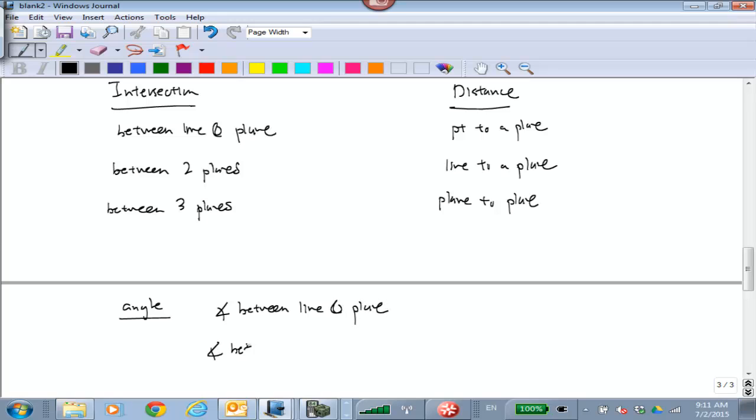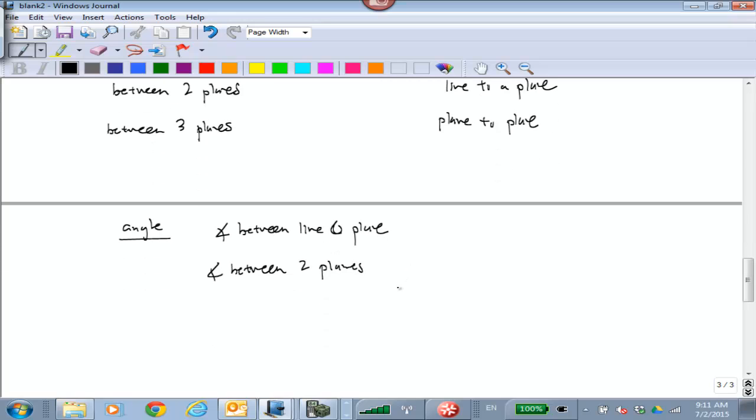Angle between two planes. Agree? Okay, how to find? Okay, next, there's a question talking about the foot of perpendicular. Just now I talked about the foot of perpendicular from a point to a line already, right? Correct? So you also need to know the foot of perpendicular of a point to a plane, how to find it.